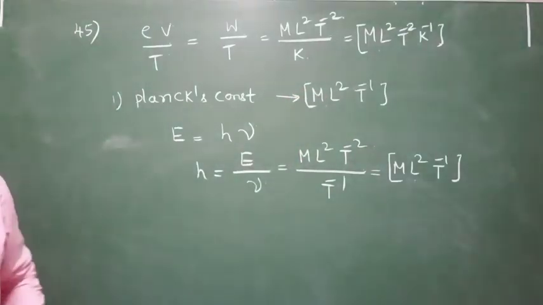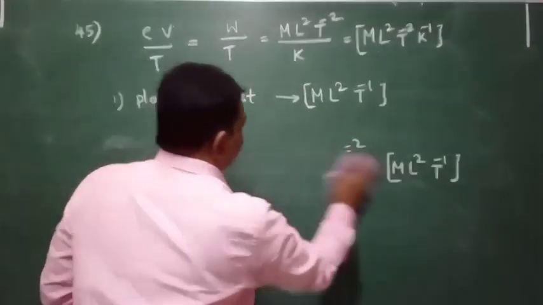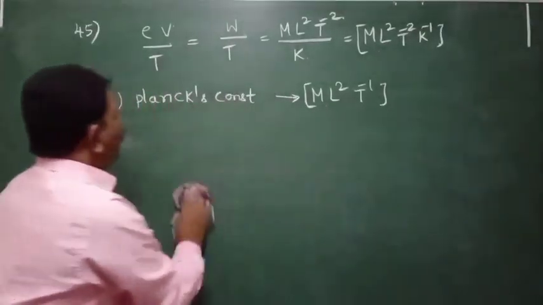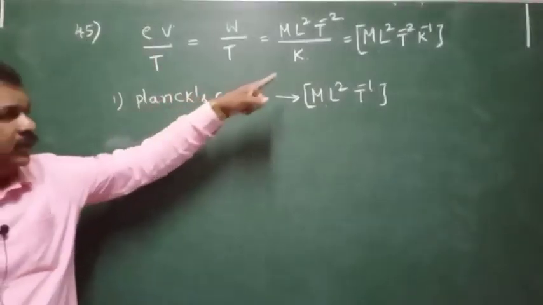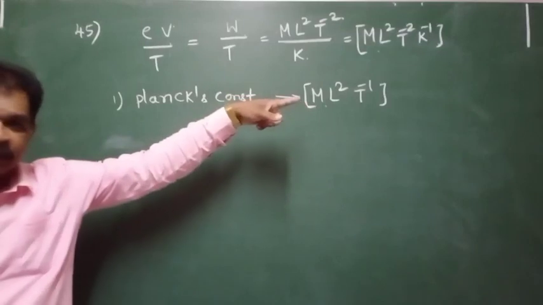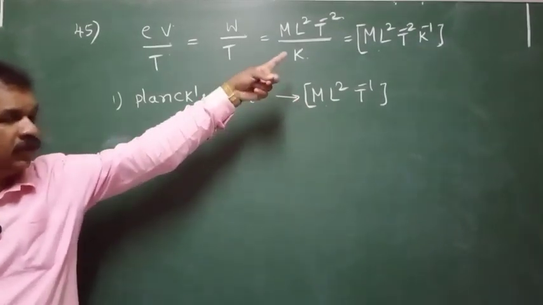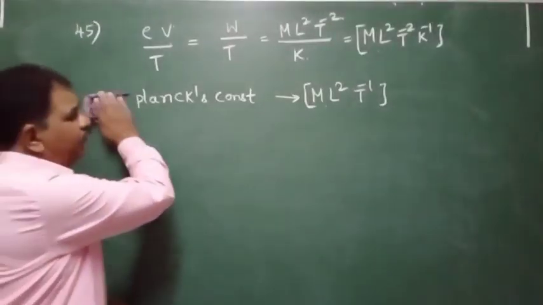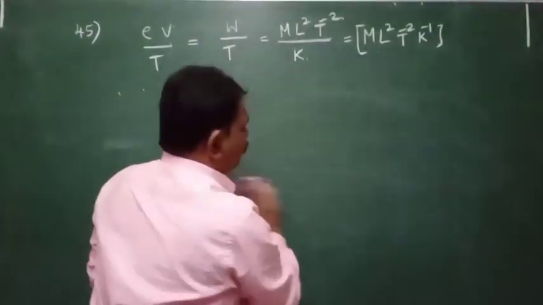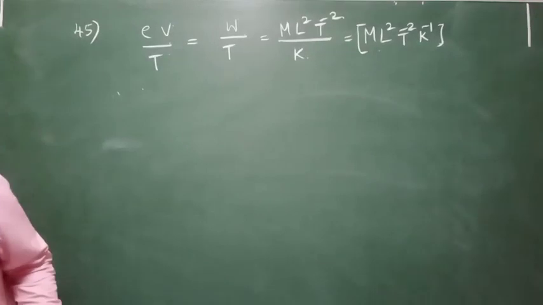So Planck's constant and this EV by T, do they have the same dimensions, same units? No. This is different, that is different. So the first option is not the answer. Now the second option, you see.